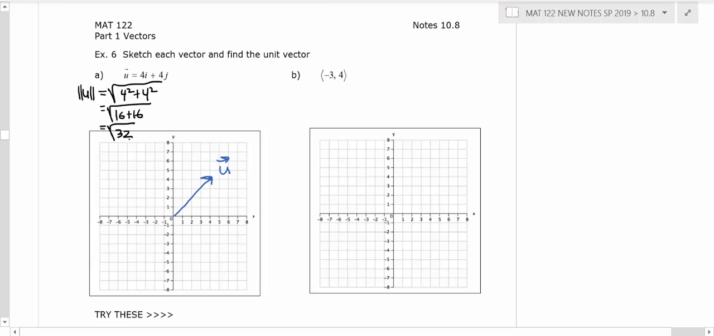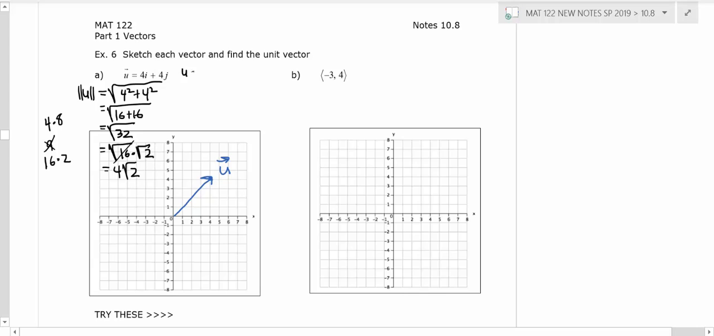This is a good example of something that you want to break up. 4 is a perfect square, 4 times 8 is 32. 9 does not go into 32. But 16 does. 16 times 2 is the best choice. So we're going to break this up into the square root of 16 times the square root of 2. The square root of 16 is 4. So we get 4 times the square root of 2. Now that's the magnitude of this vector right here. That's how long that vector is.